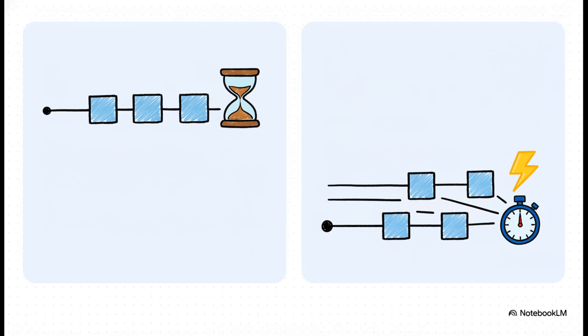But if those tasks don't actually depend on each other, we can use parallelization. We fire off task A, task B, and task C all at the exact same time concurrently. What happens? Your total wait time plummets from 50 seconds down to just 30 seconds.